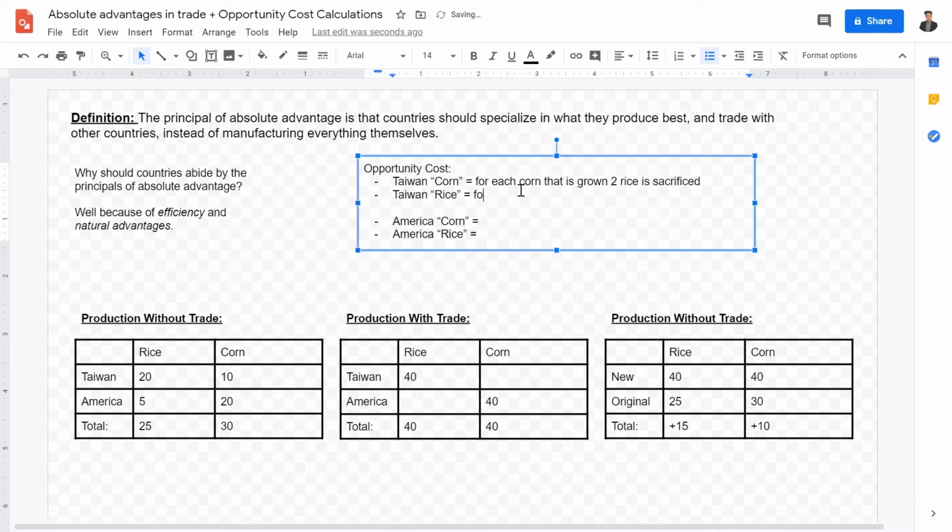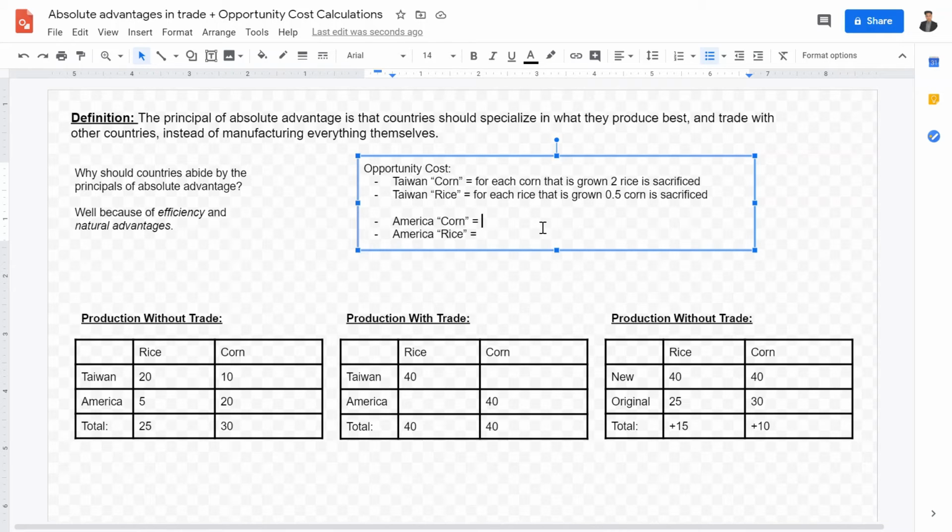And likewise for rice: for each rice that is grown, 0.5 corn is sacrificed. So from this example, we can already see that Taiwan has an absolute advantage in growing rice instead of corn. So this is the opportunity cost. How do we calculate the opportunity cost? By dividing one by the other.